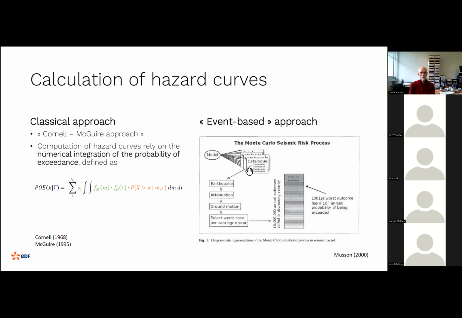Okay, I have two slides before my conclusion. I wanted to just give a word about the calculation of the hazard curve itself. So this goes beyond the seismic source modeling because it includes the ground motion model. But I just wanted to mention that what I have talked about is the classical approach, what we call the Cornell-McGuire approach, where the computation of the hazard curve relies on the numerical integration of the probability of exceedance.